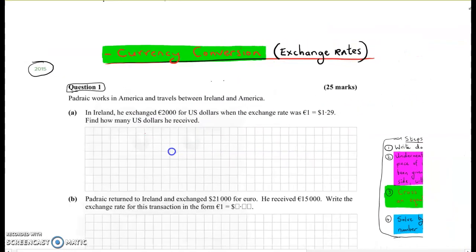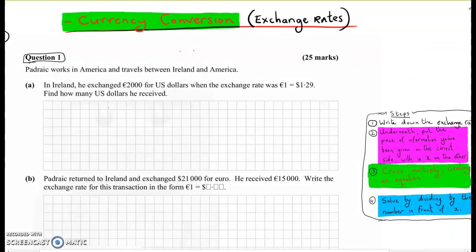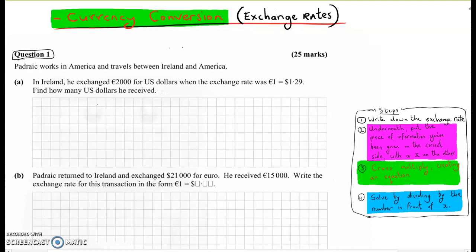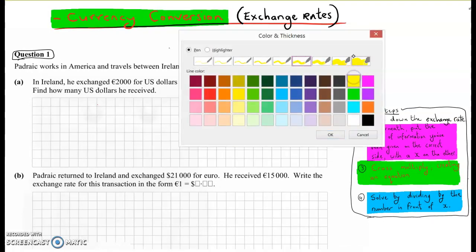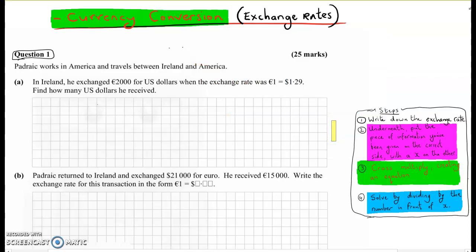And when we look at the steps of how to do this, and again, if you had a look at the previous video on ratio and proportion, this is very much the same. Okay, let's get some yellow. The first thing we do, step 1, is we write down the exchange rate. Okay, the exchange rate is here. That's what you call the exchange rate. So let's write that down. But always remember now, include the little symbols. So if it's euro, put the euro symbol in, and where there are dollars, put the dollar symbol in. $1.29. Okay, there's the exchange rate written down.